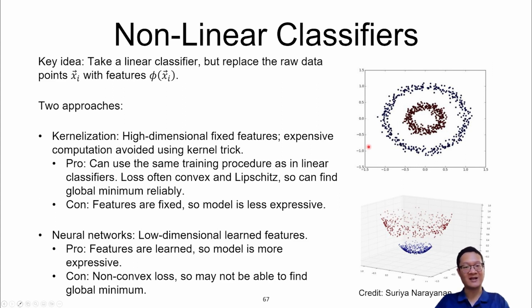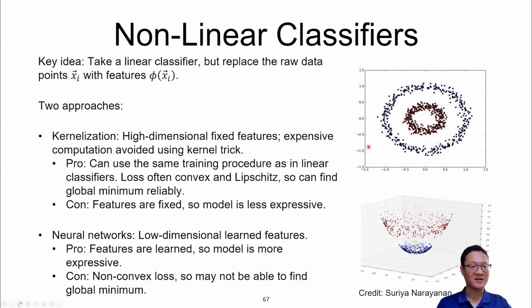So we were able to have high dimensional fixed features, including infinite dimensional fixed features, without much computation by using the kernel trick. The pro of kernelization is that we can use the same training procedure as for linear classifiers. And the loss function is often convex and Lipschitz, so we can reliably find the global minimum. The con is that the features are fixed, so the model may be less expressive.